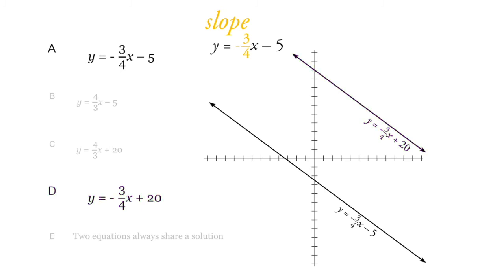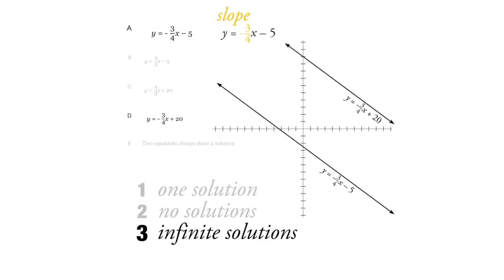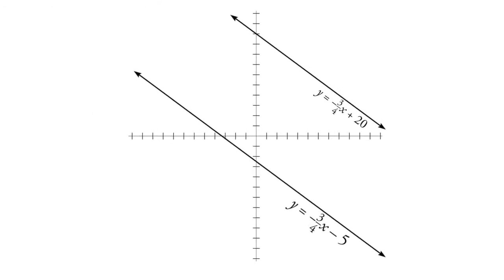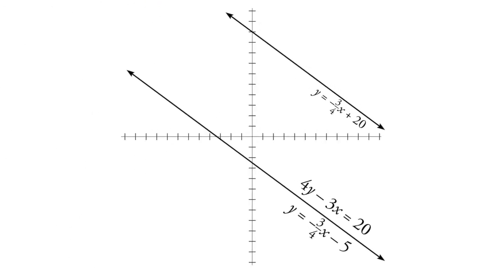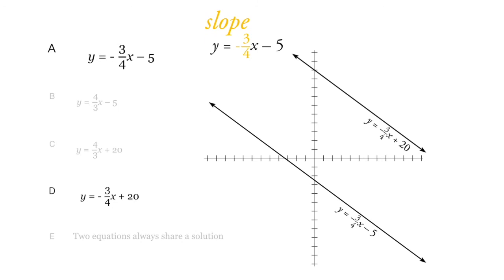Now, one of these, y equals negative 3/4 x minus 5, that's no good, because that's the exact same line. That's our third condition where it's the same equation. So this right here and this right here are actually the same equation, just manipulated in different ways, but it's the same relationship of x and y. Our correct answer is this one, negative 3/4 x plus 20, because it has a different y-intercept, but the same slope.